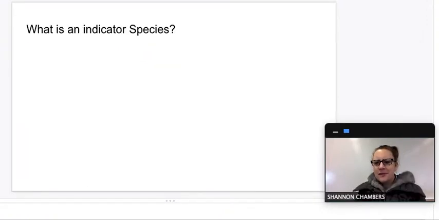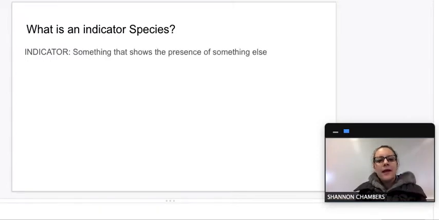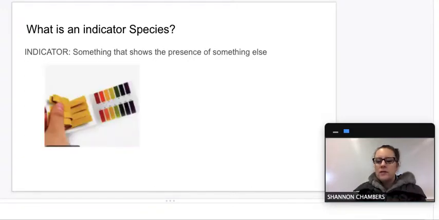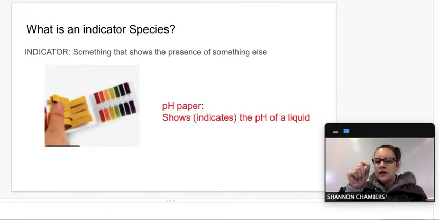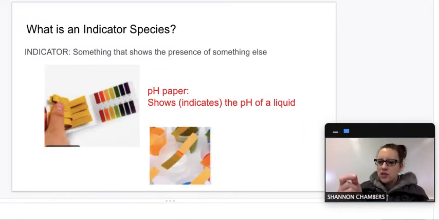What is an indicator species? You have probably heard some of these words already, especially in class. We've been talking about pH and using some indicators. An indicator is something that shows the presence of something else. We've been using pH paper, the little strips, to indicate the pH of a liquid, whether it's an acid, base, or neutral. We dip it into different liquids, it changes color, and it shows you the pH number of whatever you're dipping it into.